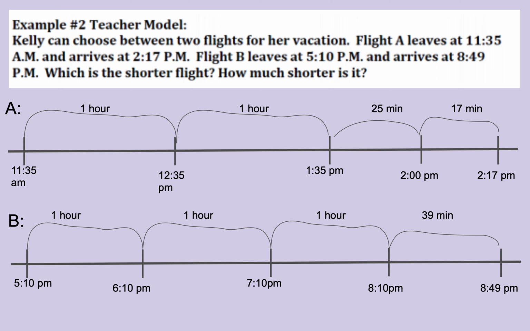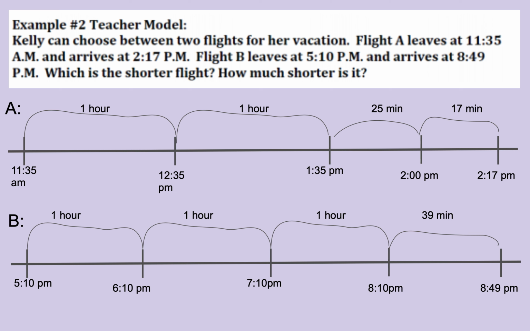Now from 1:35, I will think about how many minutes until the next hour, which is 2 o'clock. From 1:35 to 2 o'clock is 25 minutes. So I jumped 25 more minutes, but I'm not yet at 2:17 p.m.